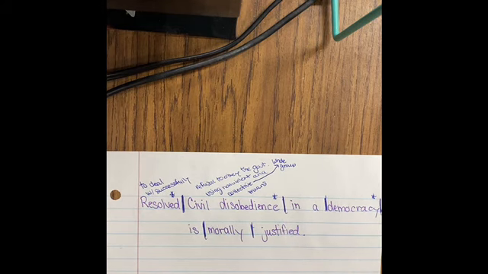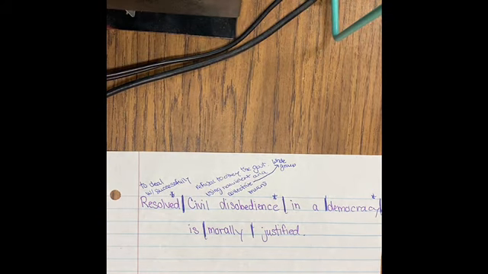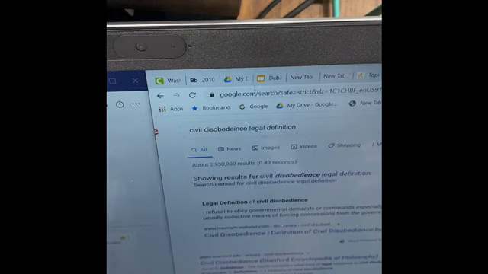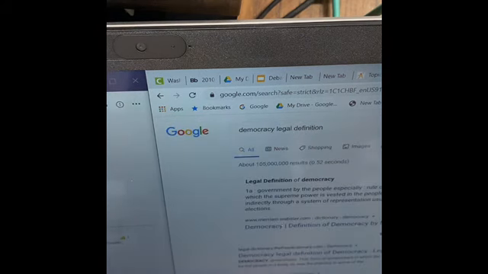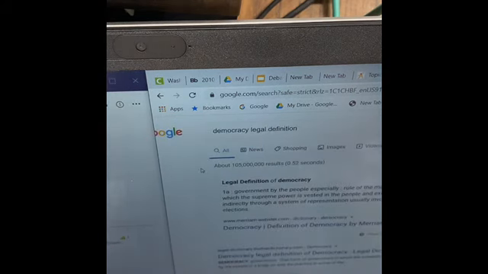Next, we don't really have to worry about "in a" because you guys know what "a" means, all right? But we are going to look up the term democracy. I'm going to look up the legal definition for that. So the legal definition for democracy is a government by the people, especially rule of the majority. It can be a government in which the supreme power is vested in the people and exercised by them directly or indirectly through a system of representation, usually involving periodically held free elections.